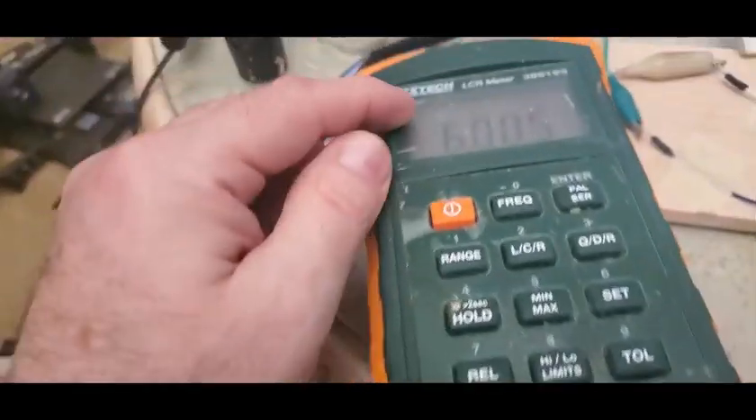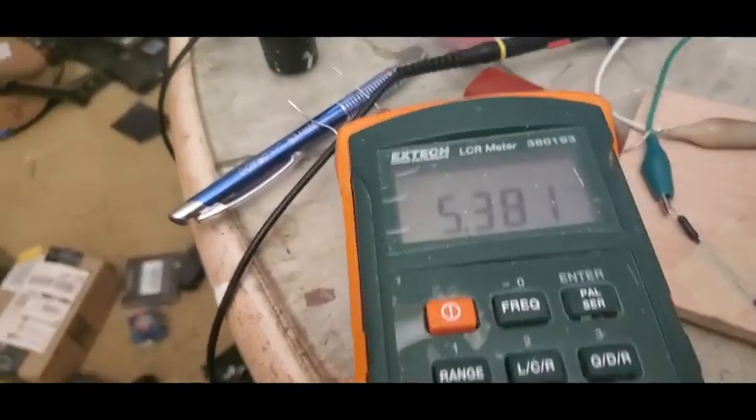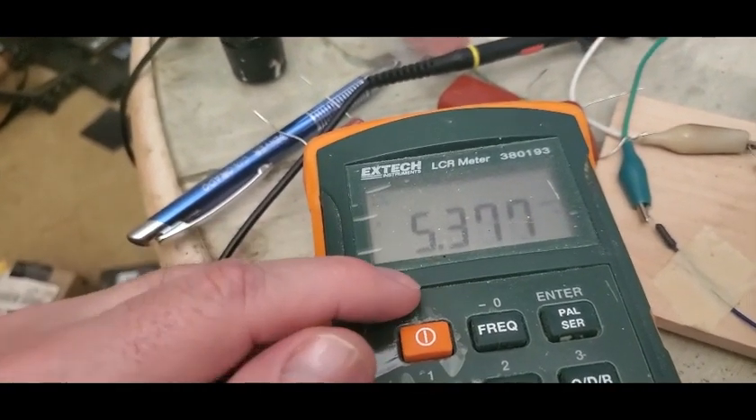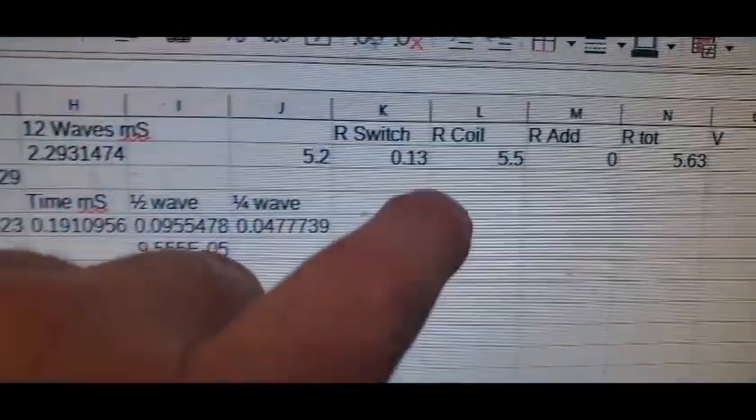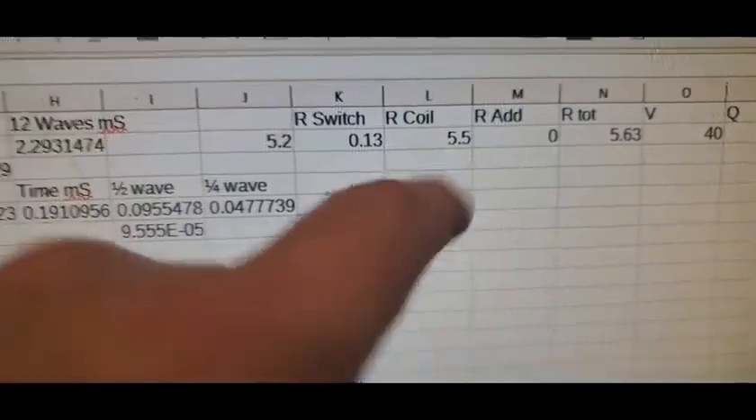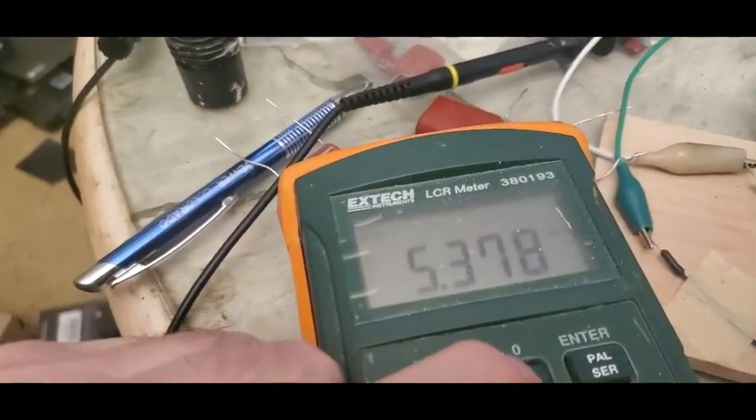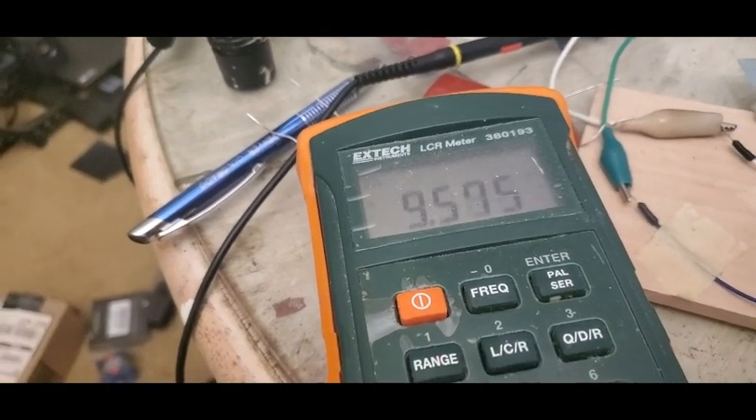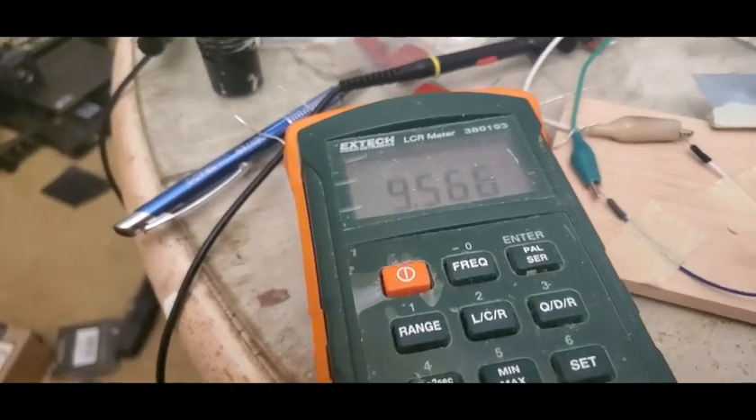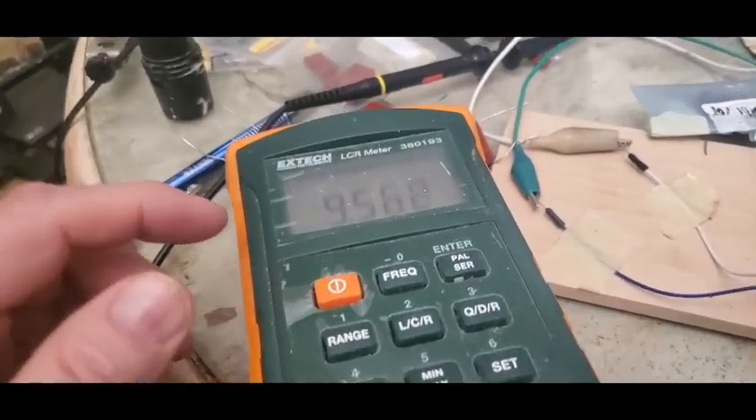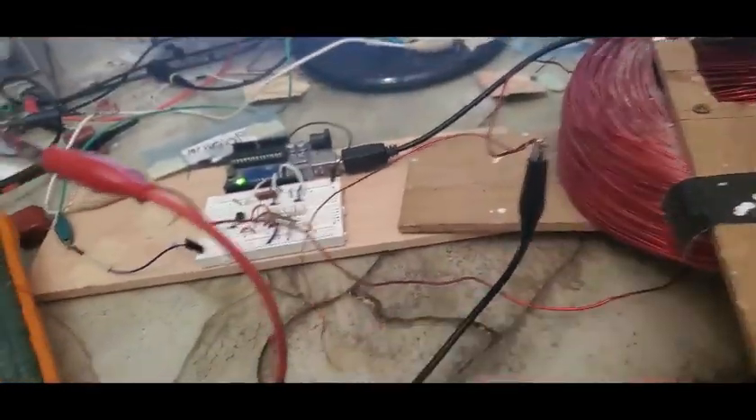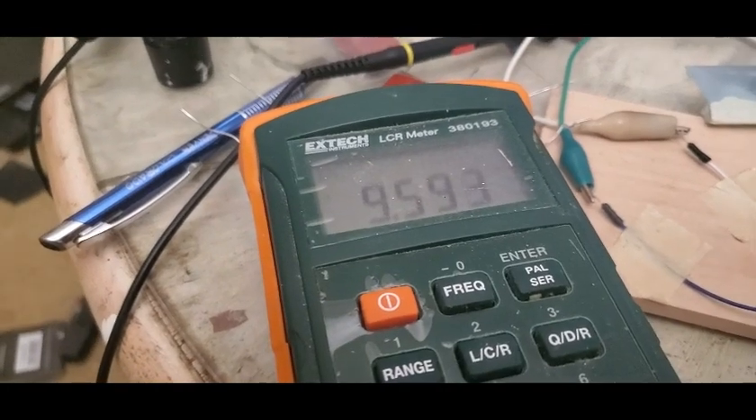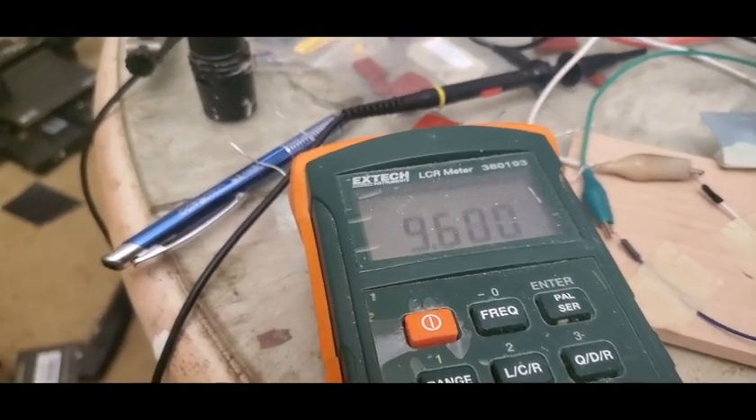I was thinking, where are these guys at Exitech trying to sell me? When I measure the resistance in this coil at a frequency of 120 hertz, it gives me 5.37 ohms. That's right around what I measured with the multimeter, 5.5. Now if we go to 1,000 hertz, 9.5, 9.6. So what I eventually realized was, good gosh, that actually is the resistance of that coil at 1,000 hertz. And 1,000 hertz is slower than 5,000.